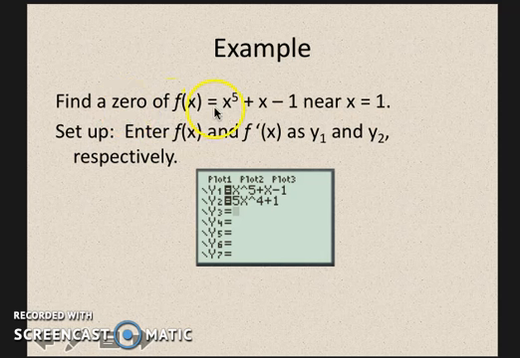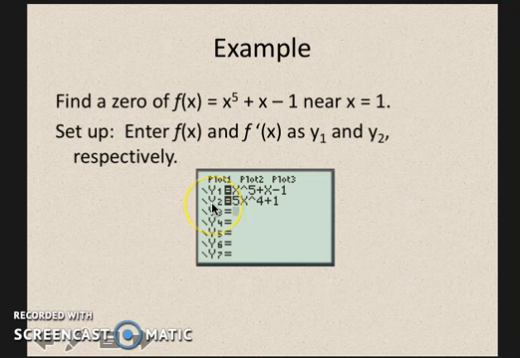Let's say you have to find a zero of this function, that is x to the 5 plus x minus 1, near x equal 1. Now this x equal 1 is your initial guess. This is your x1 value. The x2 value will need this x1. So what you do, you have to enter f(x) and f'(x) as y1 and y2 respectively.